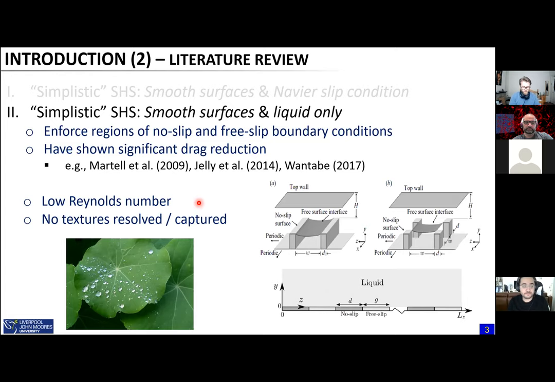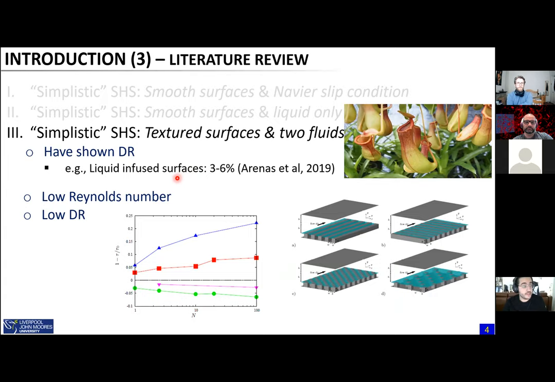The third category is super hydrophobic texture surfaces with two fluids where the geometry is fully captured in three dimensions and where the changes in geometry and fluid viscosity significantly impact the obtained drag reduction. This method has been tested at low Reynolds number. However, the drag reduction obtained from this geometry was smaller than the ones achieved compared to the second one.